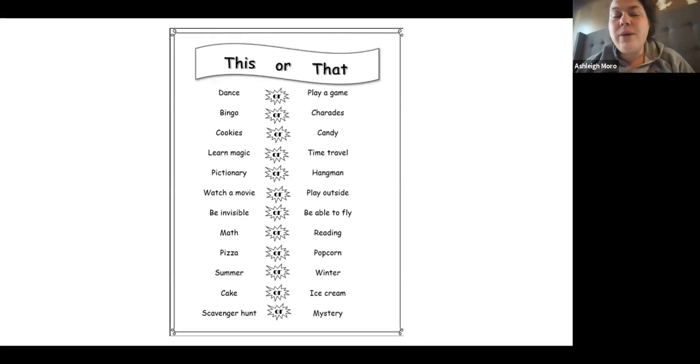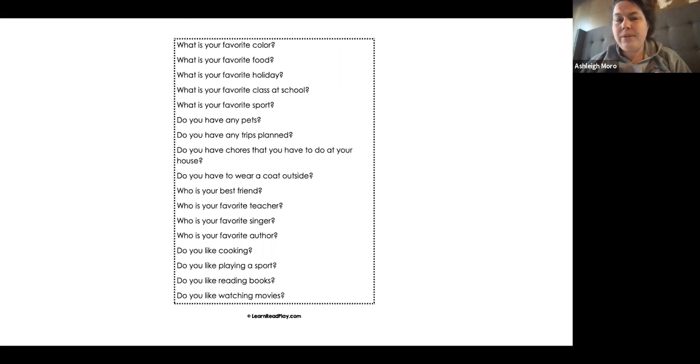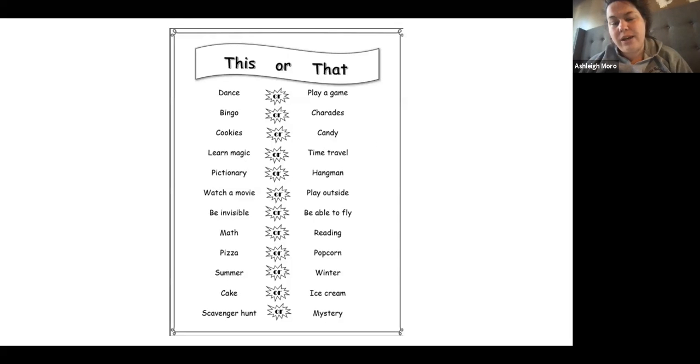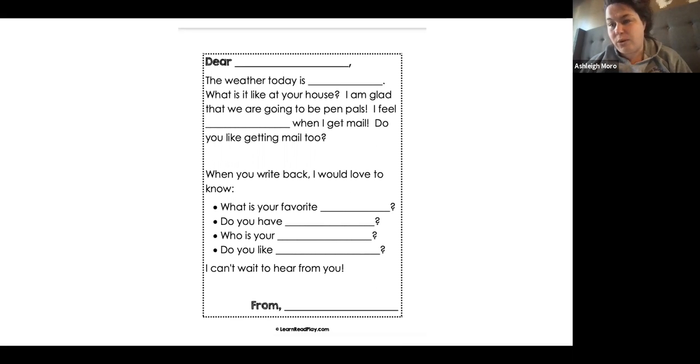Okay. So the other thing that we could do is we could ask them this or that things. So we could ask, would you rather dance or play a game? Would you rather bingo or charades? Would you rather cookies or candy? Would you rather learn magic or time travel? So what I was thinking is we would use this as our letter template today, just until we get really good at writing letters. And then I thought we could start asking some this or that questions or some other types of questions. What do you guys think? Can we use this letter template today?